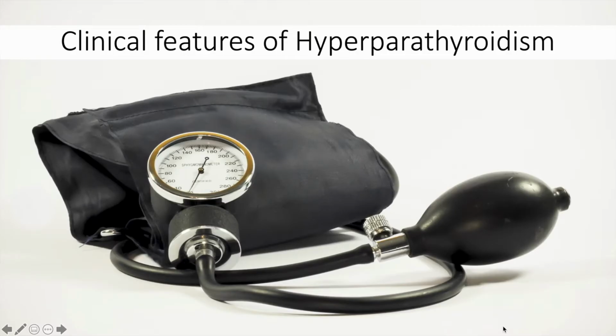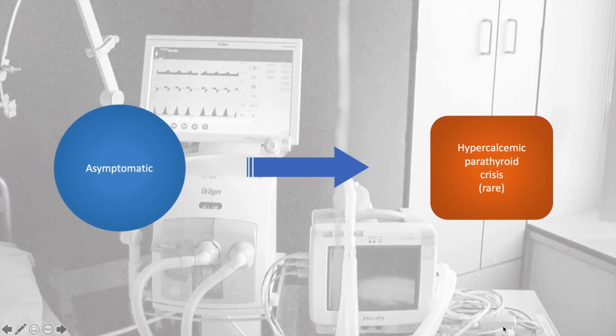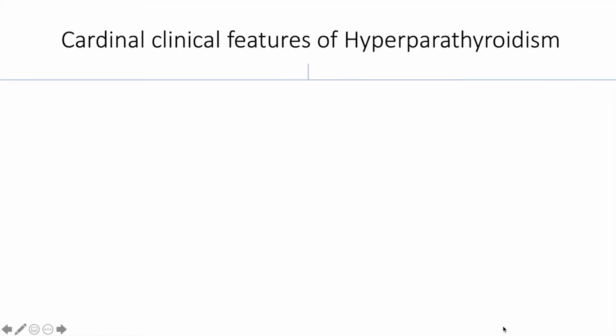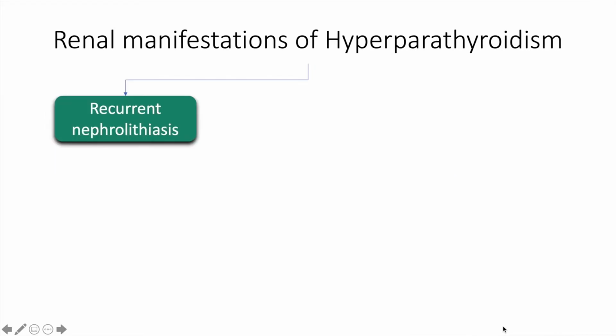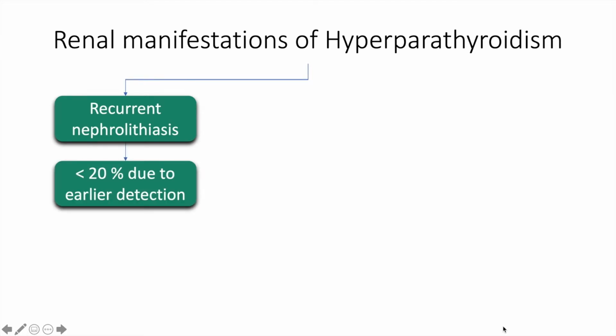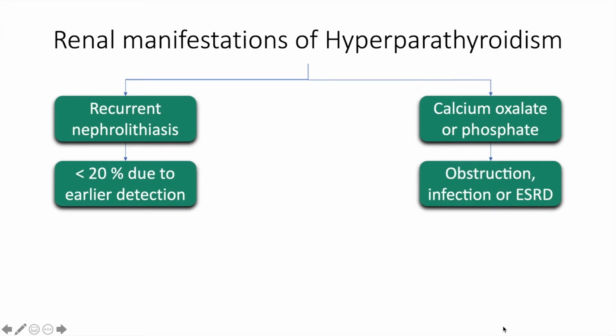Clinical features of hyperparathyroidism may range from asymptomatic to hypercalcemic parathyroid crisis. The latter is quite rare. The most common manifestations include renal and skeletal manifestations. The renal manifestations of hyperparathyroidism include recurrent nephrolithiasis, although this is seen only in less than 20% of the cases due to earlier detection. These stones are usually made of calcium oxalate or phosphate, and the patient may present with obstruction, infection, or end-stage renal disease.